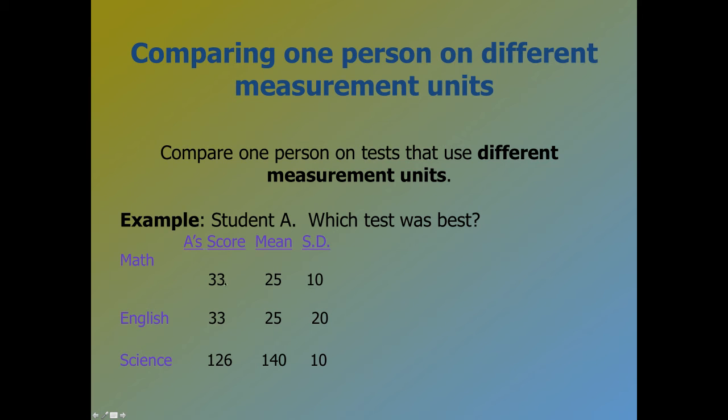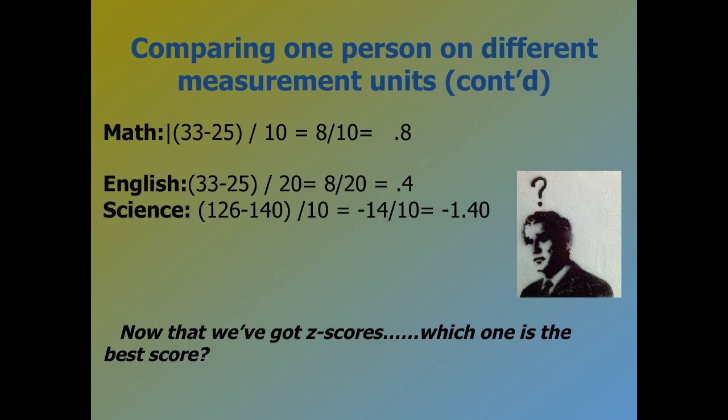So if we want to see in which class he did best, we can solve every single z-score, one for math, one for English, and one for science, and then we will be able to compare how many standard deviations above or below the mean he is simply by looking at the z-score, right? So as we can see, in math the z-score would be 0.8, in English 0.4, and in science a negative 1.40. So apparently he did best in math, right?